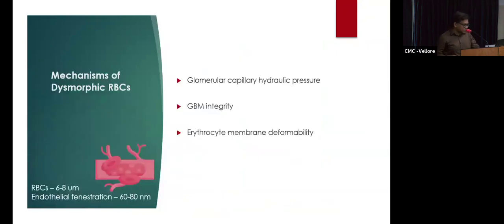So we'll see the mechanism of the dysmorphism. We know the RBC has a size of 6 to 8 micron, and the endothelial fenestrations have a size of 60 to 80 nanometers. That's an RBC size 1,000 times more than the fenestration. So microscopic hematuria is prevented by the integrity of all these things, including the glomerular capillary hydraulic pressure, GBM integrity, and the erythrocyte membrane deformity. The glomerular filtration barrier has three components: endothelium, glomerular basement membrane, and the podocytes. If there is any defect in any of these three, the dysmorphic urine will be seen.